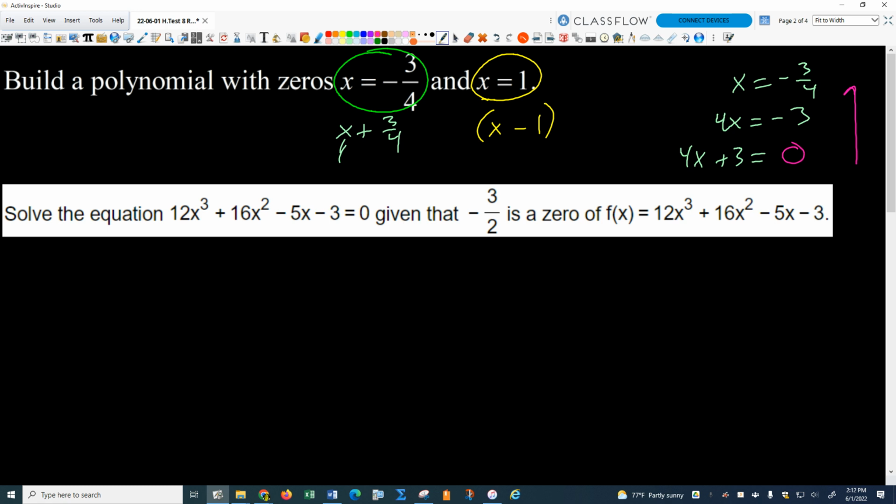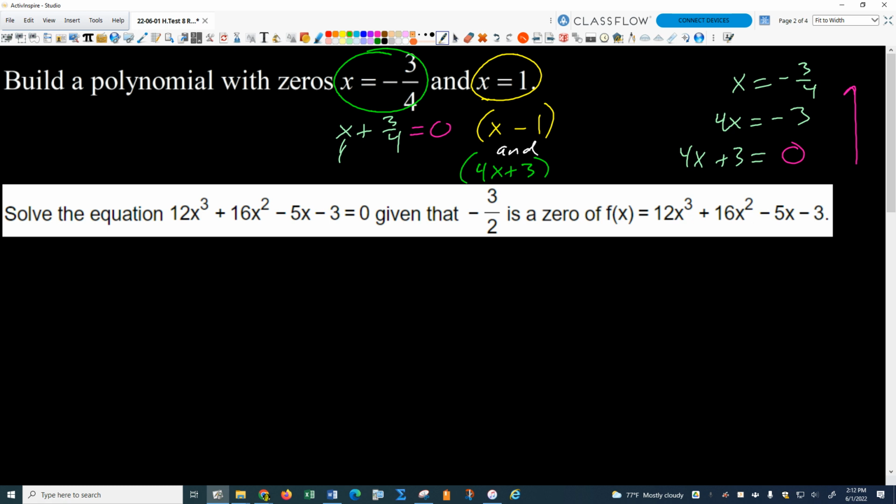So if we reverse all those steps, we end up with the factor 4x plus 3 instead of the factor x plus 3/4. We don't want to have a fraction in there, right? We want to write this with integer coefficients if we can, and we can, just by multiplying through. If I multiply each side by 4, I get 4x plus 3, which is much more convenient. So my factors then would be x minus 1 and 4x plus 3. Those are my factors, right?